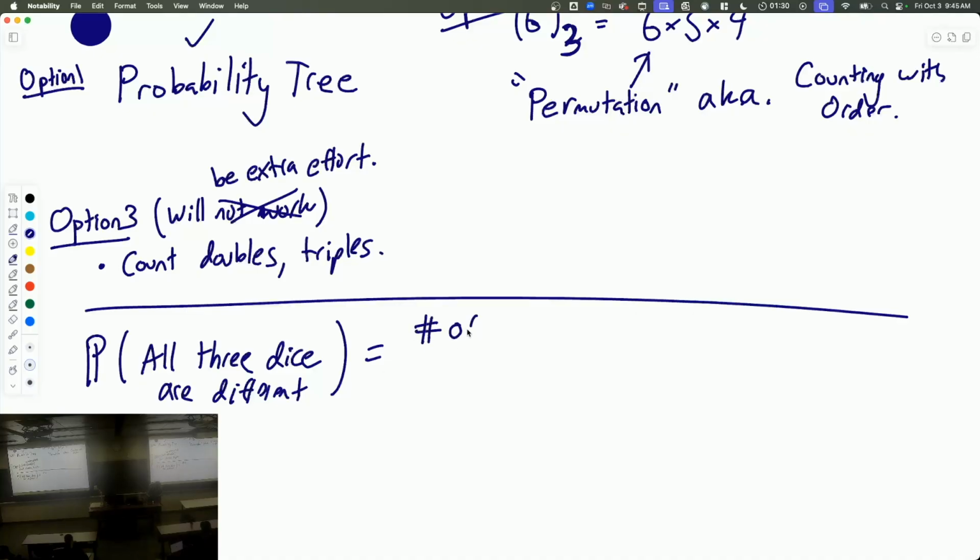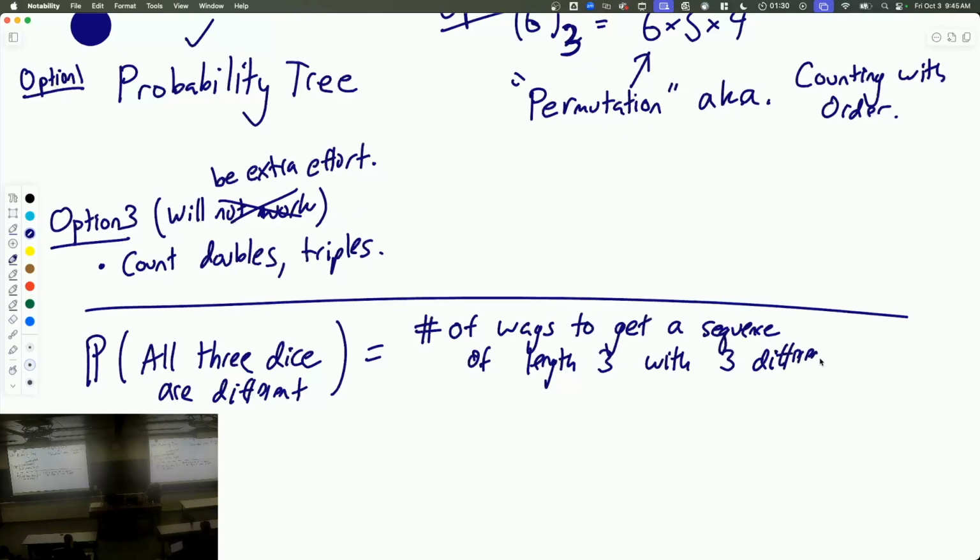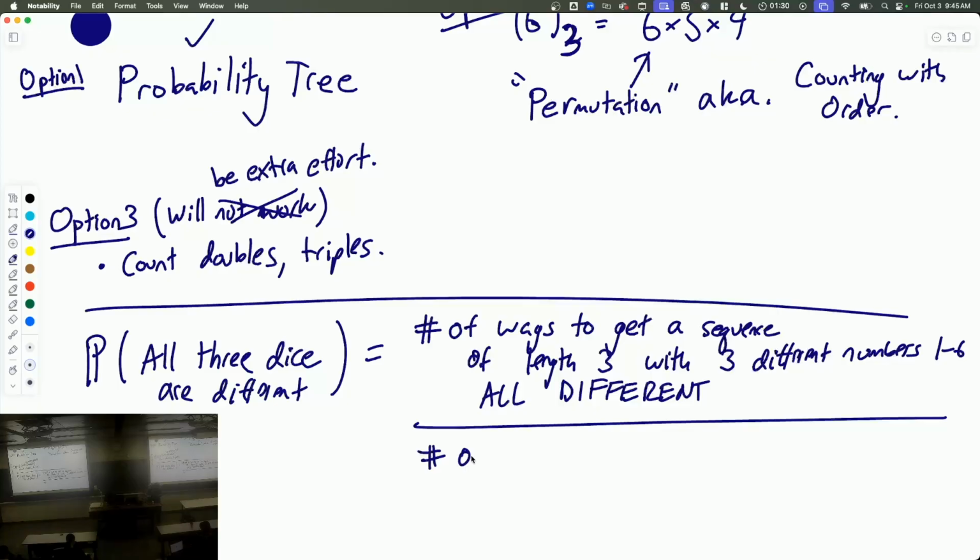It's the number of ways to get a sequence of length 3 with 3 different numbers. Numbers where they are all different. So 3 different numbers, 1 to 6. Let's say 1 to 6, divided by the number of ways of any sequence of length 3. Okay. So same numbers, 1 to 6.